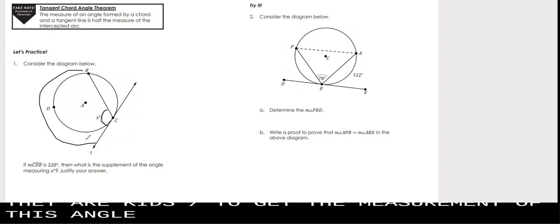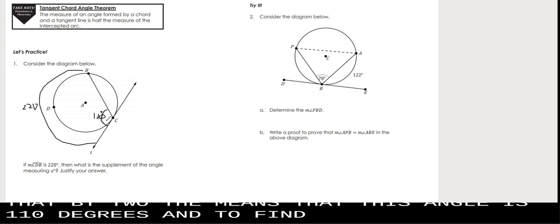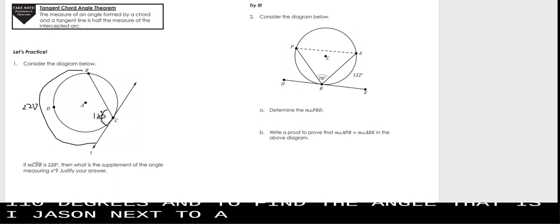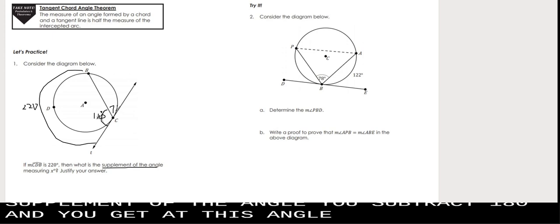Here they tell you that this arc is 220. So if you divide that by 2, that means this angle is 110 degrees. And to find the angle that is adjacent next to it, because it's 180 degrees, you subtract. In this case, that's what they're asking: what is the supplement of the angle? You subtract from 180 and you get that this angle is 70 degrees.